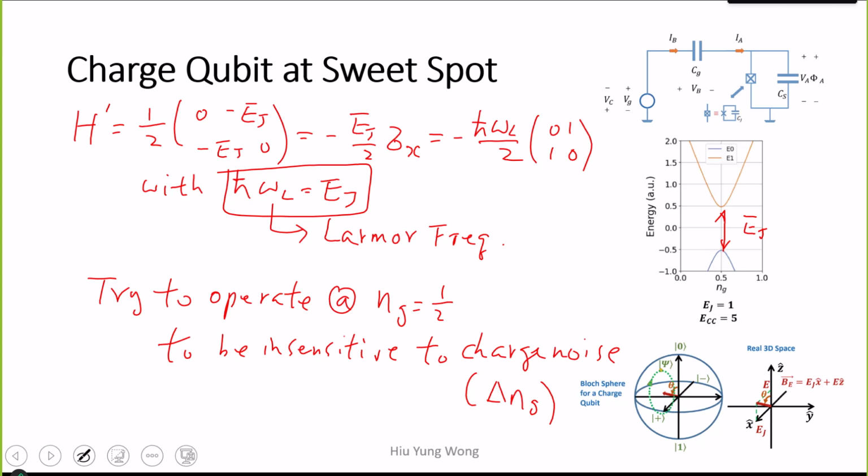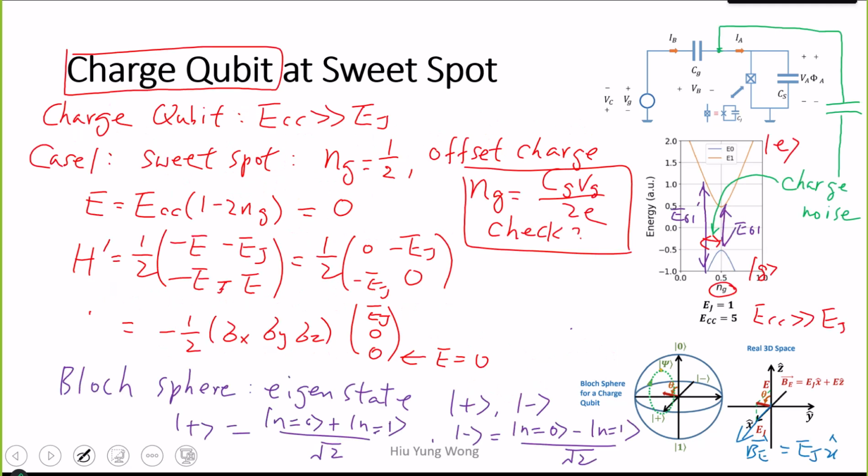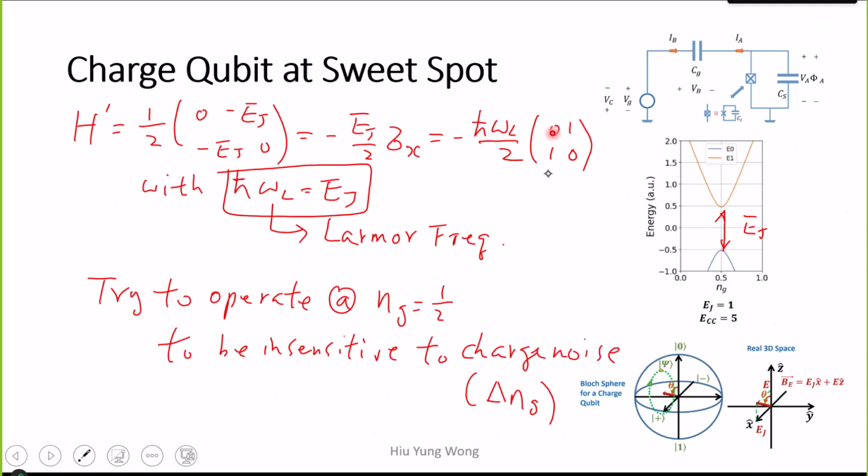So now, a charge qubit at the sweet spot, we have two states. These are the eigenstates. And the eigenenergy will be plus minus h bar omega L divided by 2, or plus minus EJ. You can even say here is plus EJ divided by 2. Here is negative EJ divided by 2, right? And this is for the minus state. This is for the plus state. Okay, so done.